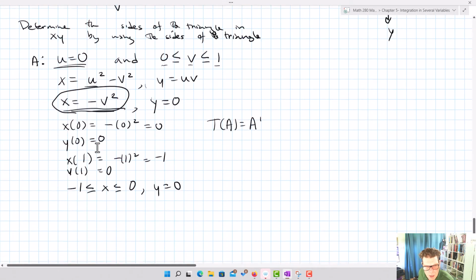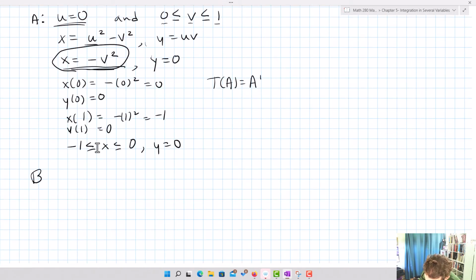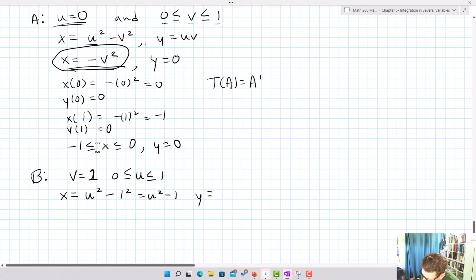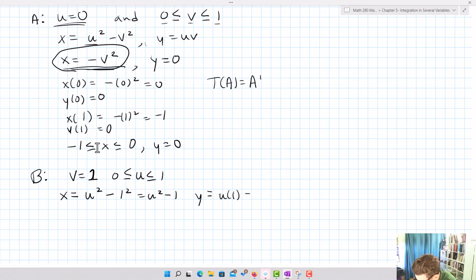So I'm going to think about B. That's going to have V equals 1, and U is going to be greater than or equal to 0 and less than or equal to 1. Now I'm going to plug that in. X is going to equal U squared minus 1 squared, which equals U squared minus 1. And Y is going to equal U, because it's U times 1, which equals U.